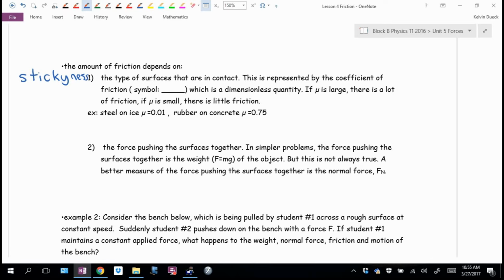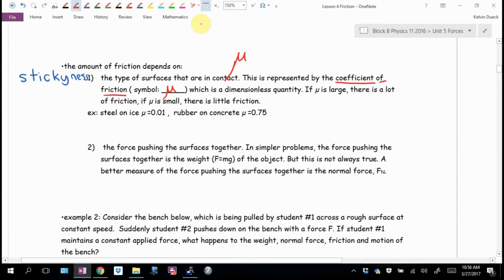We're going to give this notion of stickiness a symbol. So, I wrote down here, it depends on the type of surfaces that are in contact, how sticky they are relative to each other. We call this, here's our phrase of the day, the coefficient of friction. And it has a symbol. The symbol is the Greek letter mu. It looks like this. Here's a mu. It sort of looks like a lowercase m with a long tail. And it's where our lowercase m comes from.